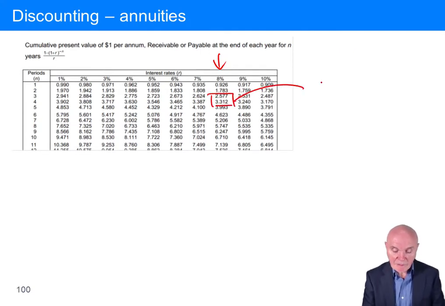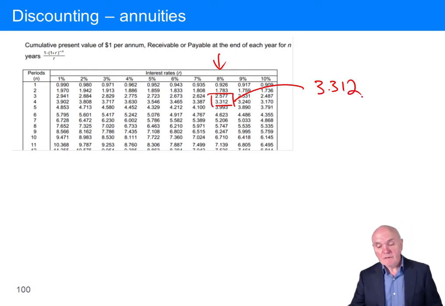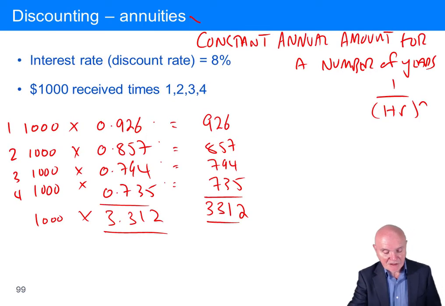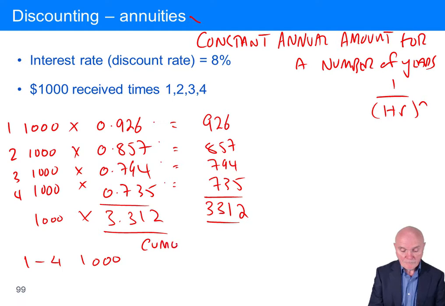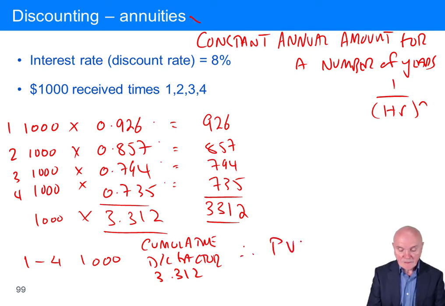I don't know if you can see it in there, but I'd say it's 3.312. So the way we could set out this calculation, instead of setting it out all longhand like that, we could simply say, right, years 1 to 4, we're receiving 1,000. The cumulative discount factor from the tables is 3.312, and therefore the present value is going to be 3,312.